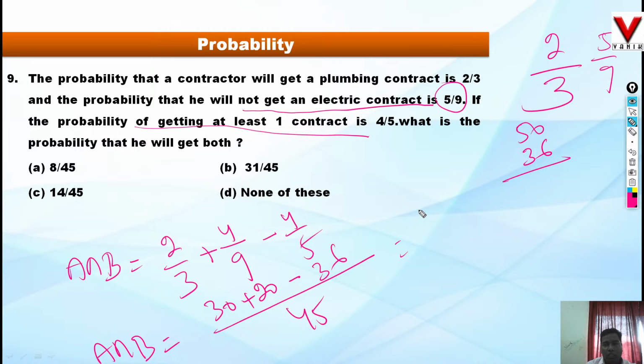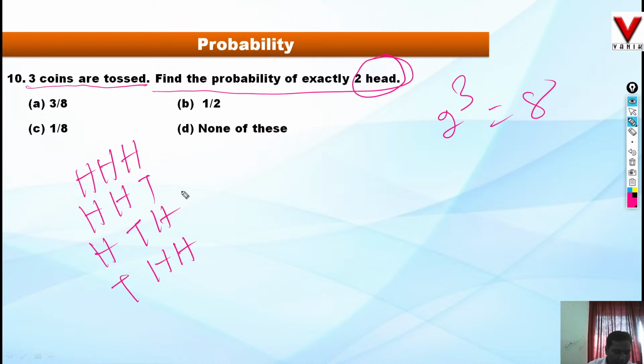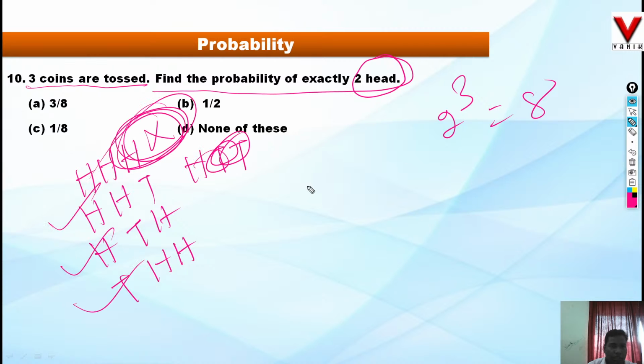Question number 10. 3 coins are tossed. 3 coins are tossed means 2 to the power 3 is equal to 8. Find the probability of exactly 2 heads. Exactly 2 heads means HHT, HTH, THH. HHH is not accepted. So 1, 2, 3. 3 by 8. Option A is our correct answer.